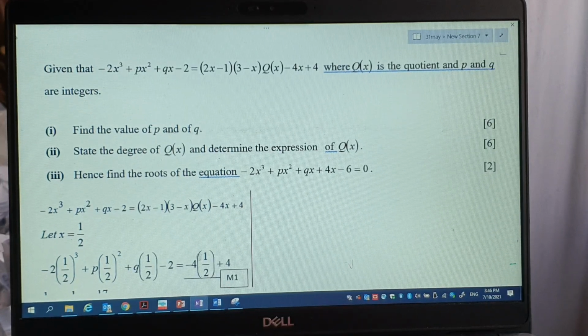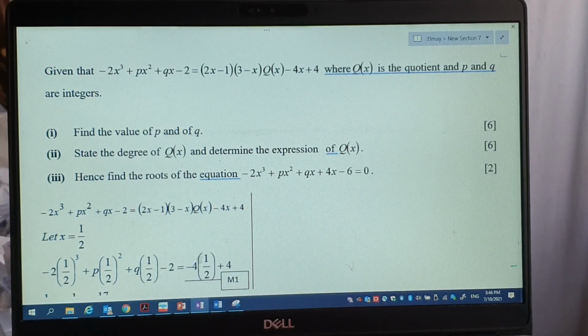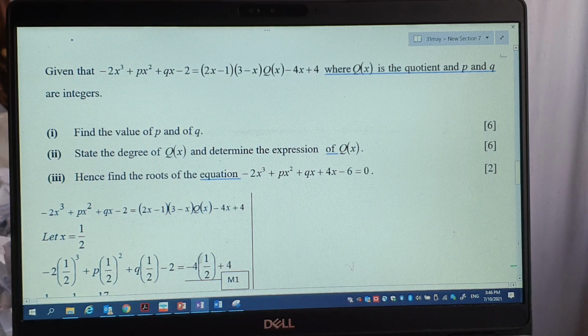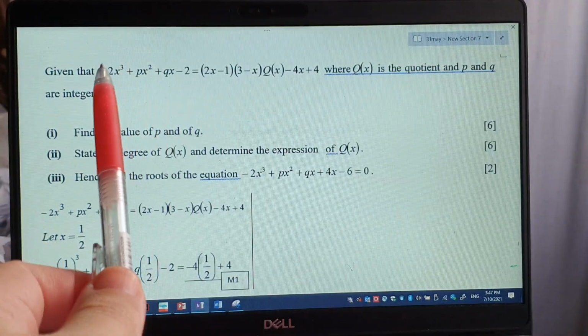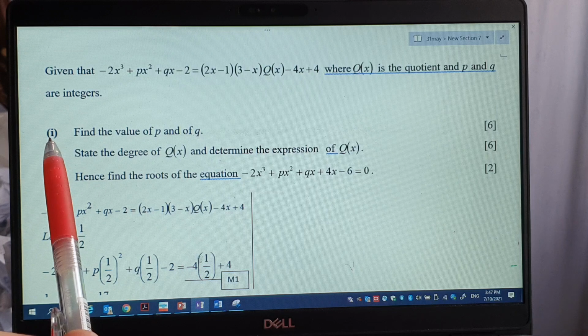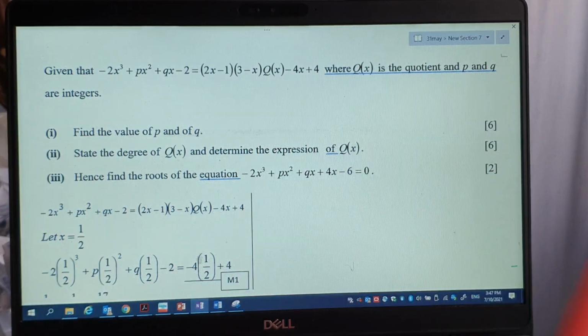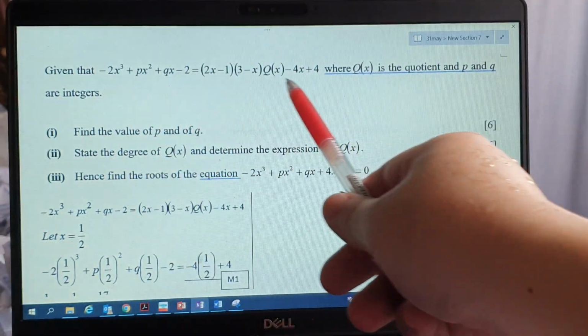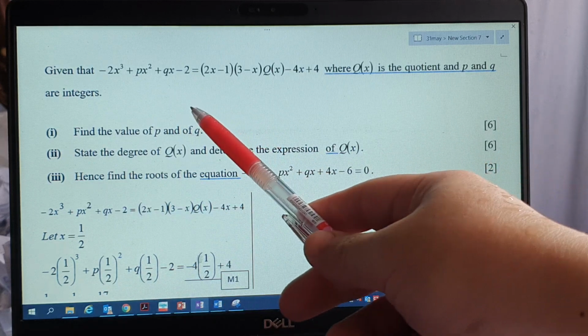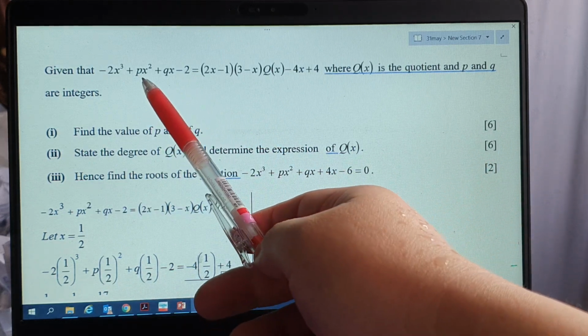Okay, we are now going to jump to this topic called polynomial. It's in chapter 5 of your A Maths textbook. Now, polynomial is a very simple topic. It is a topic on partial fraction and all that. But there is this kind of question which we call identities. I taught you this quite some time ago. I don't know whether you still remember.